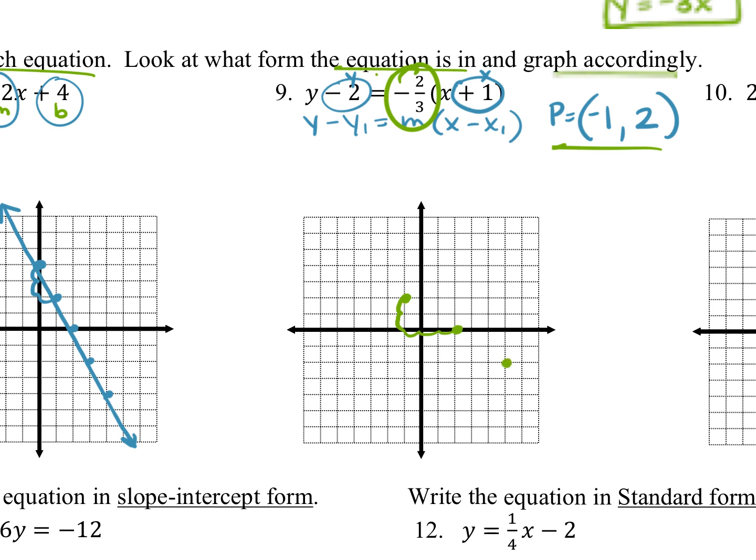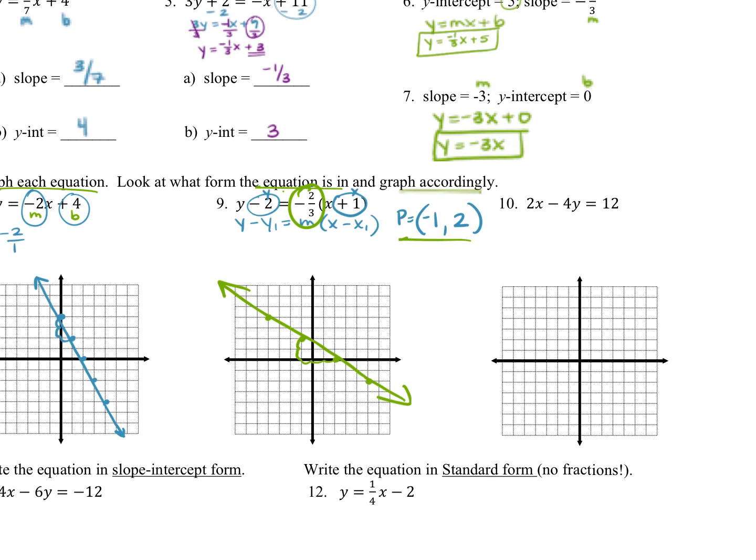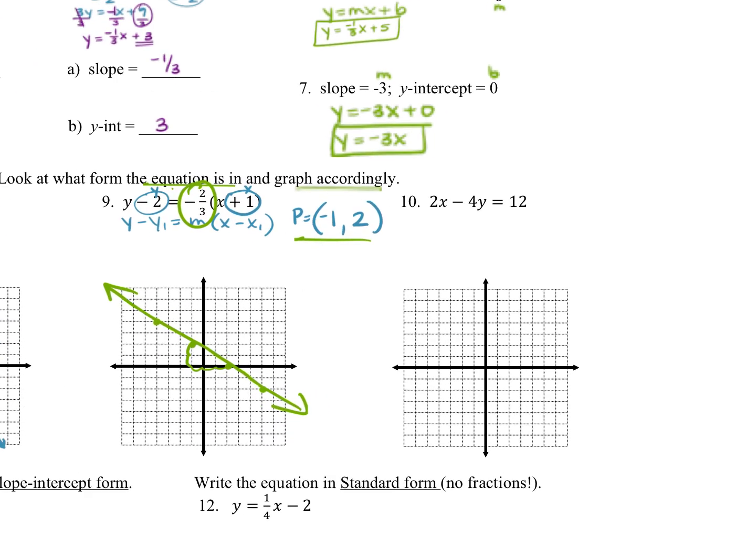You could go the other way even. Get a point over there. Like I said, you don't have to, but I just kind of like to. It gives you a nicer line. All right, so that's point slope form.